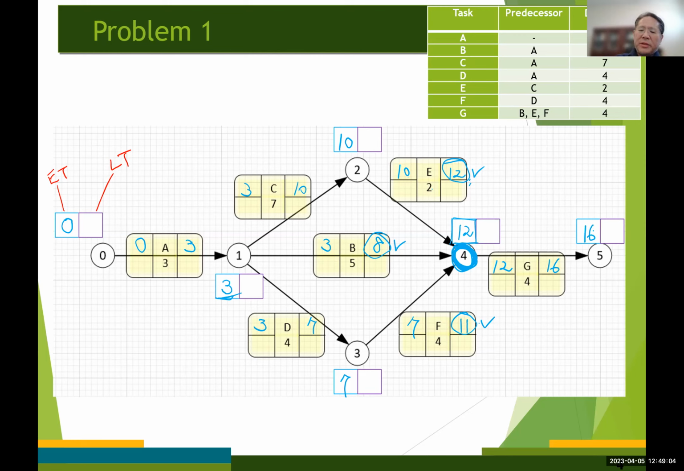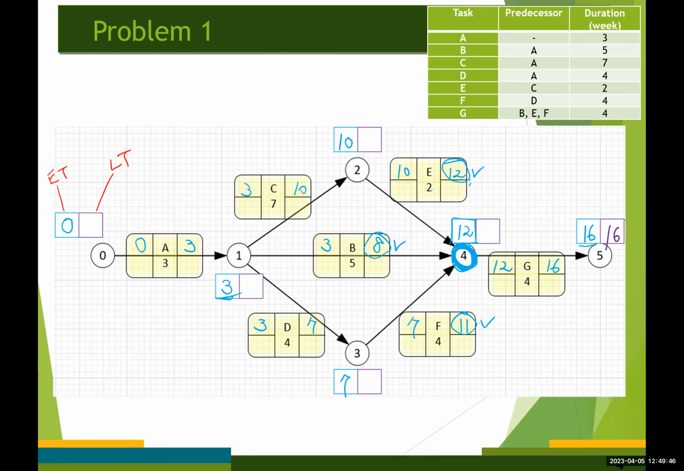So we know that the project can be completed within 16 weeks. Now we know the latest time for event number 5 is going to be 16. Let me change the color of pen. So we have 16 down here.